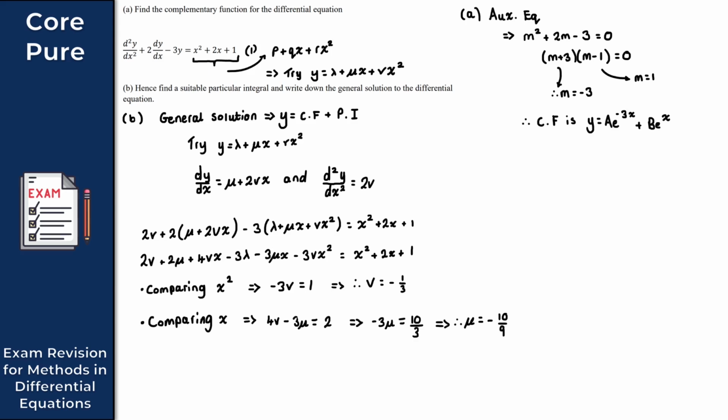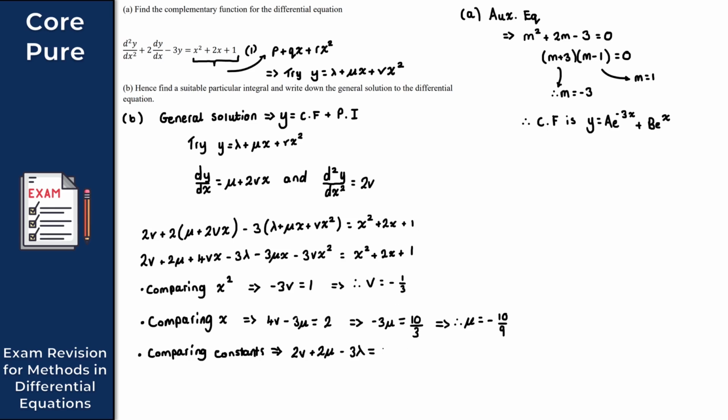And then what else do we need here? I need my constant term, so comparing constants. You can see these questions really are quite lengthy. So comparing constants here, we've got 2 nu, 2 mu, and also minus 3 lambda, like so, is equal to 1.